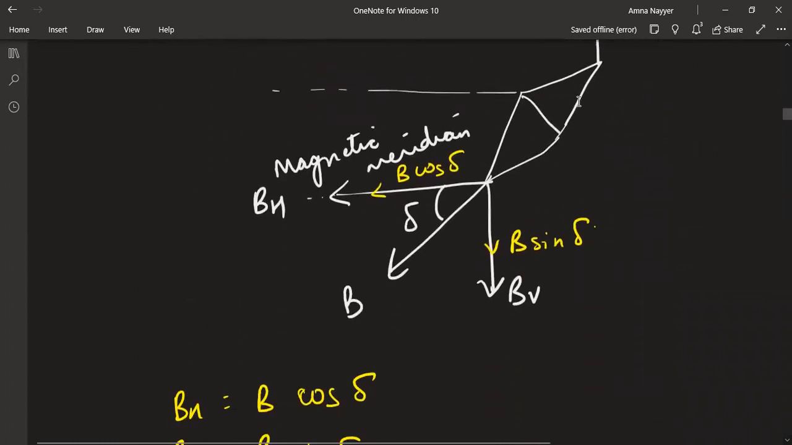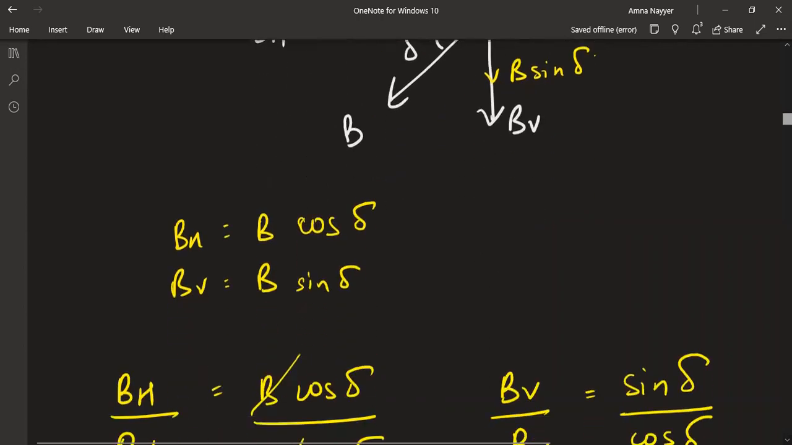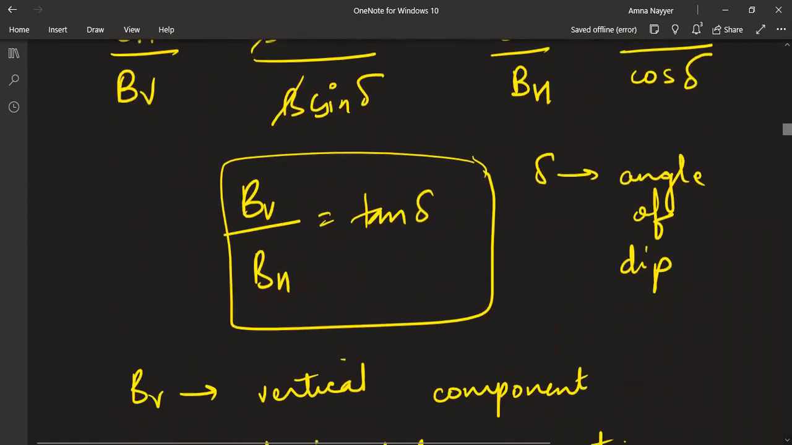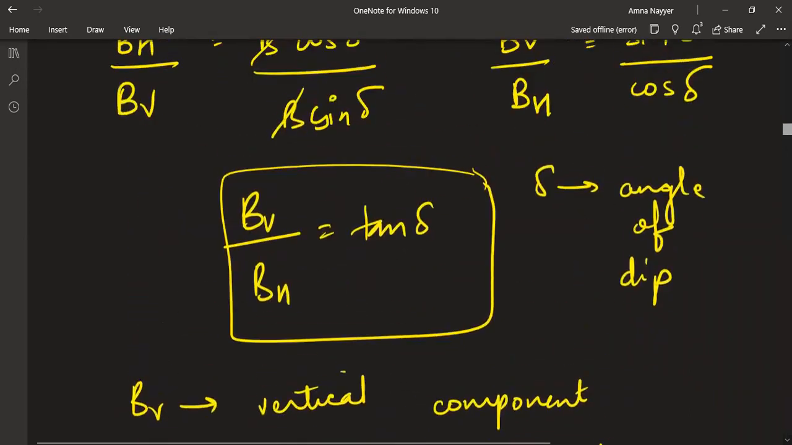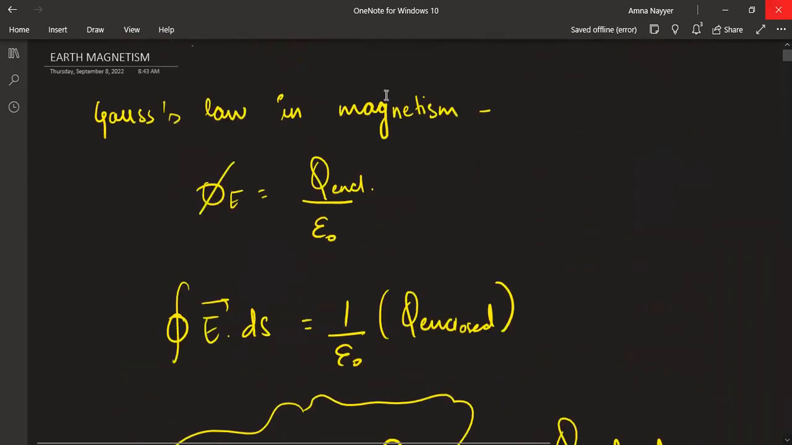So see, if you keep a freely suspended magnet, then one of the components of the magnetic field, if you align it with the magnetic meridian, will form an angle delta. So the horizontal component will be B cos delta, and the perpendicular component will be B sin delta, right? B cos delta and B sin delta. So when you take the ratio, the angle of dip becomes B_V divided by B_H, meaning magnetic field vertical divided by magnetic field horizontal. Fine. So that was all about your magnetism unit.